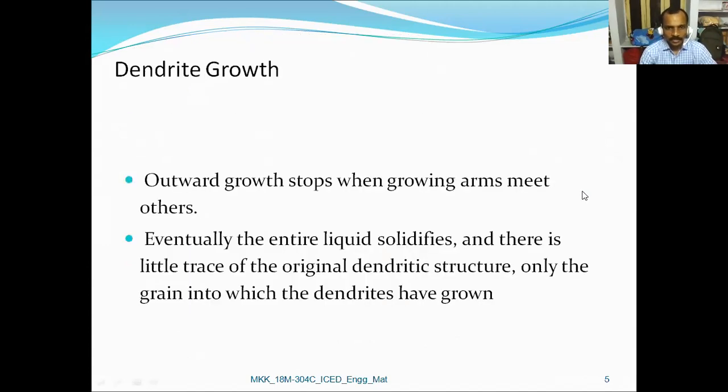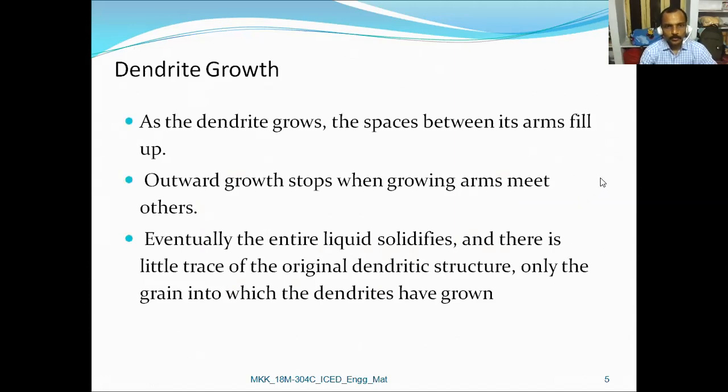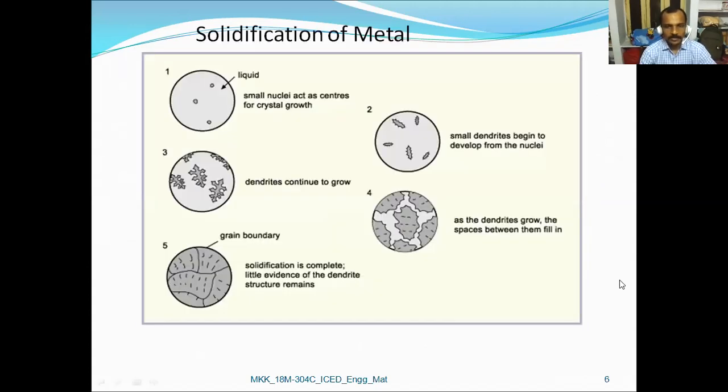The dendrites go on increasing, combining one dendrite with the other. In this diagram we have discussed the liquid changing to dendrites, the smallest dendrites forming the largest dendrites, several dendrites growing up, and then combining, filling the gap between them, and finally forming a grain boundary. So this is the solidification of metal we have discussed.